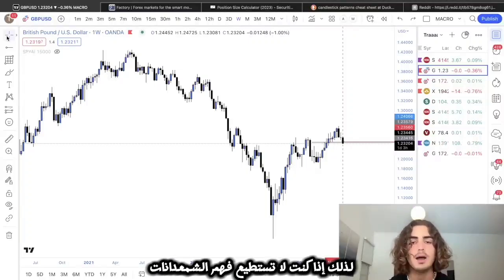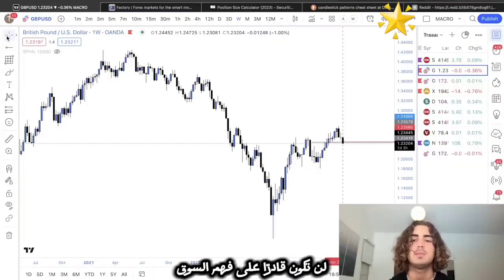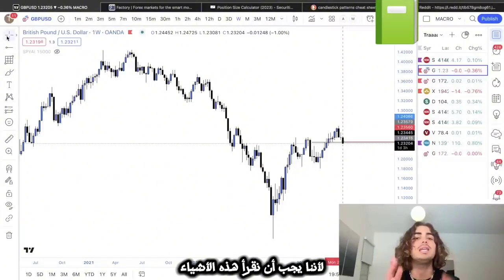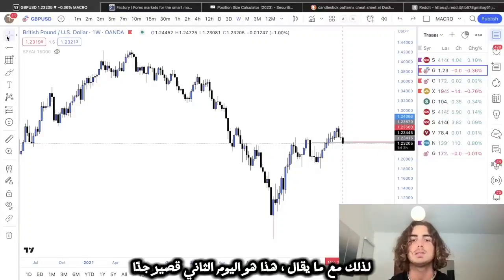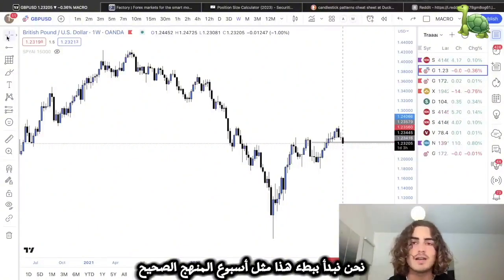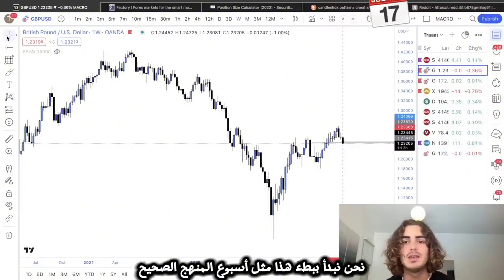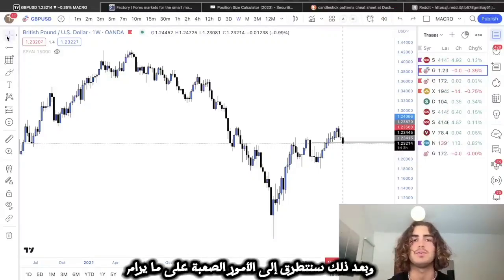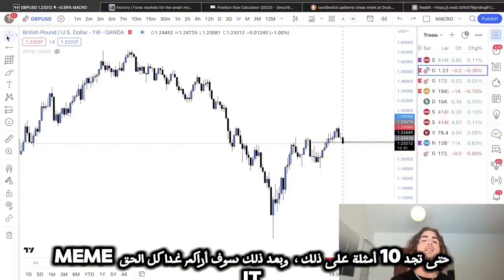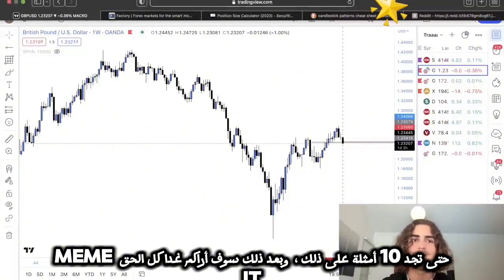Okay, so if you cannot understand candlesticks, you won't be able to understand the market, because we have to read these things. These things are telling us a story and we have to be able to read them, dissect them and understand them. So, with that being said, that is day 2, super short day. We're starting off slow. This is like syllabus week, right? We'll start you off with the easy stuff and then we'll get into the difficult stuff. Okay, so find 10 examples of that. And then I'll see you tomorrow. All right? Peace.